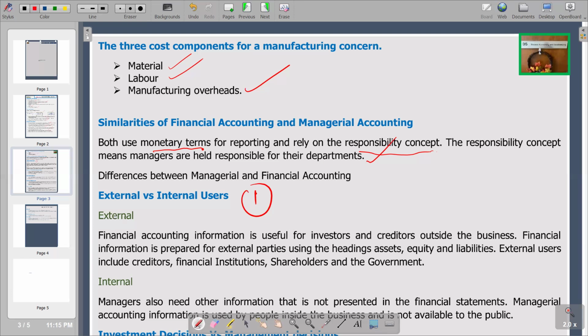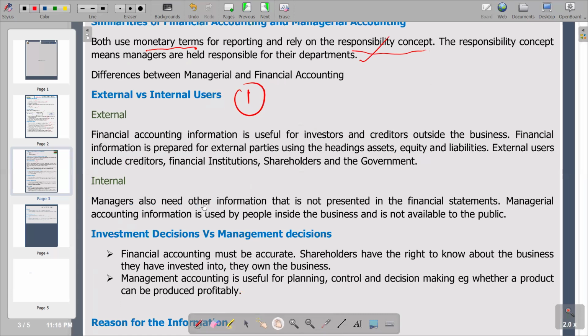Under external, financial accounting information is useful for investors and creditors outside the business. Financial information is prepared for externals. External users include creditors, part of the external users of financial accounting information. Under internal, this now applies to managerial accounting. Managers also need other information that is not presented in the financial statements. Managerial accounting information is used by people inside the business and is not available to the public. So you see that managerial information is not information that you see on the financial statement. It's other information that is sourced inside the business.